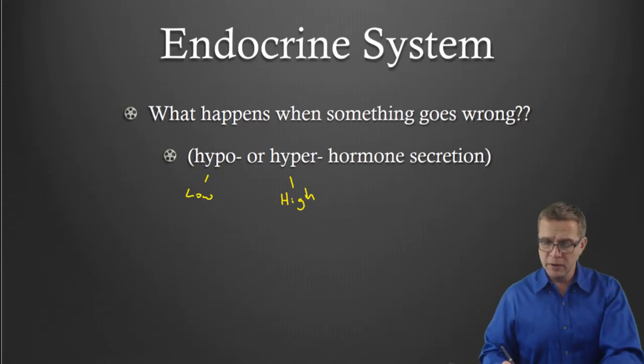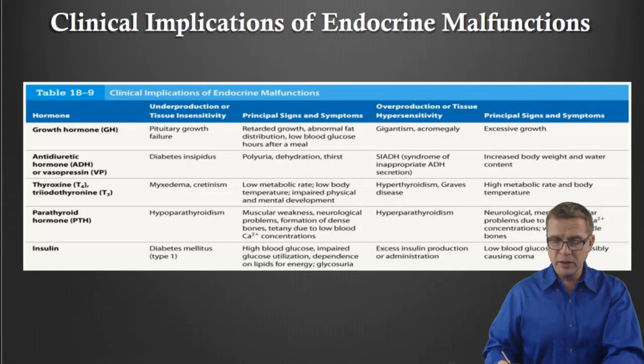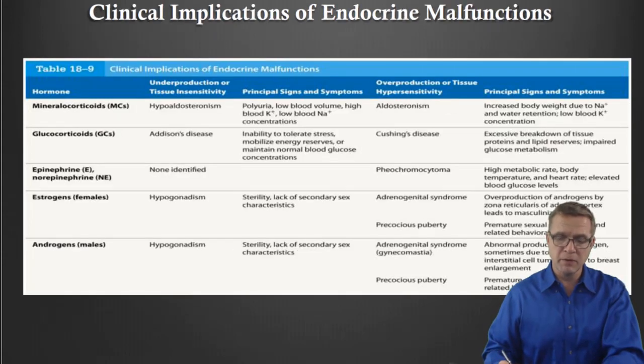So there's a table in your notes. This is another version of it right here. That's going to go over over versus under production of some of the big hormones that we've talked about so far. And remember, I'm only giving you what I might call the big ticket items for hormones. There's a lot more hormones in this.